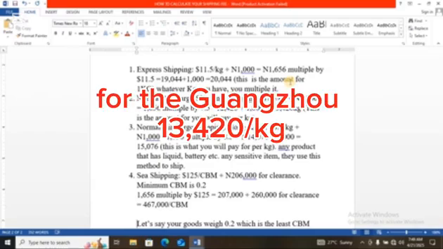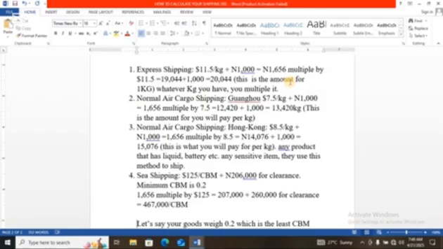So instead of paying 20,044 per kg using the express shipping, you will be paying 13,420. This is the amount you are going to pay per kg. So you can see the difference in terms of their money. But the problem is that when you need an item urgently, you want to make use of express shipping. Most times when you make use of express shipping, it cuts into your product profit. So it's good to actually weigh before you ship.